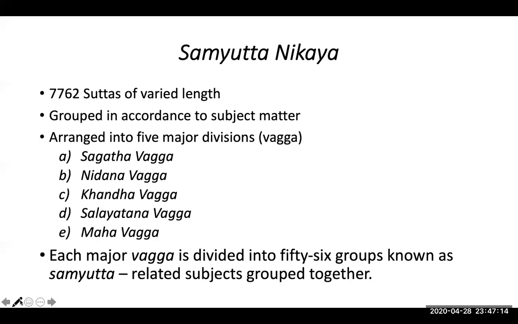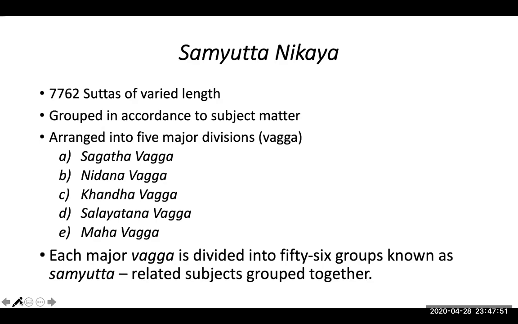One of the Sutta Pitaka, known as Samyutta Nikaya, has 7,762 suttas of varied length, generally short, but some suttas have middle length, like Majjhima Nikaya. But there is no long sutra in Samyutta Nikaya. Samyutta Nikaya is grouped in a special order in accordance with subject matter, such that related subjects are grouped together.